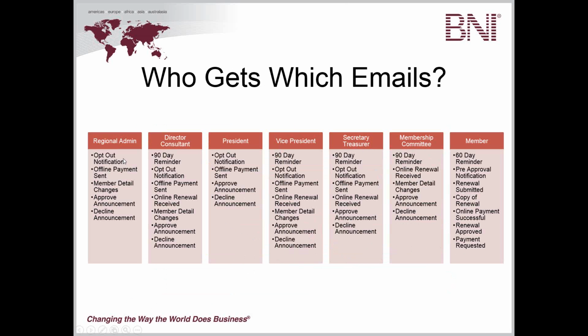So here's a very quick who gets which emails, and as a director consultant, these are the emails that you will get. You'll get the 90-day reminder, you'll get an opt-out notification, an offline payment, an online renewal received, a member detail changes, an approval, and a decline announcement. And that is the online renewal process for members and director consultants.